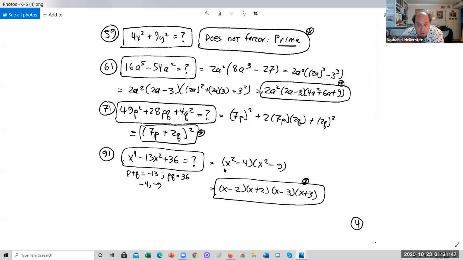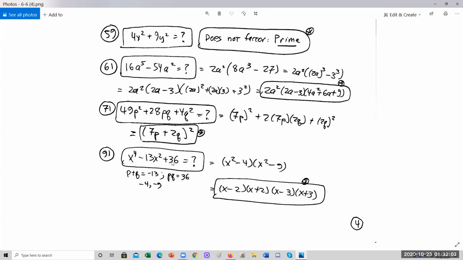Now this is a difference of squares, and this is a difference of squares, because 4 is 2 squared, 9 is 3 squared. So this factors into (x minus 2) times (x plus 2). This factors into (x minus 3) times (x plus 3). And all those 4 factors multiply out and factorize this.